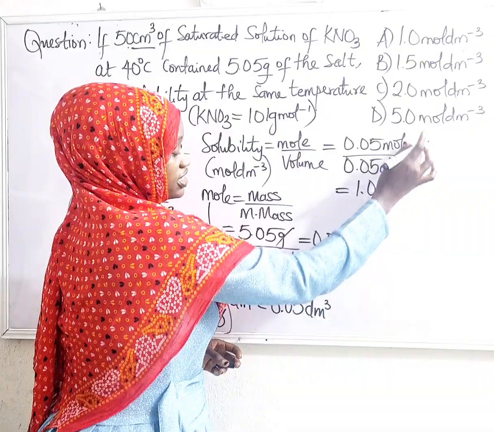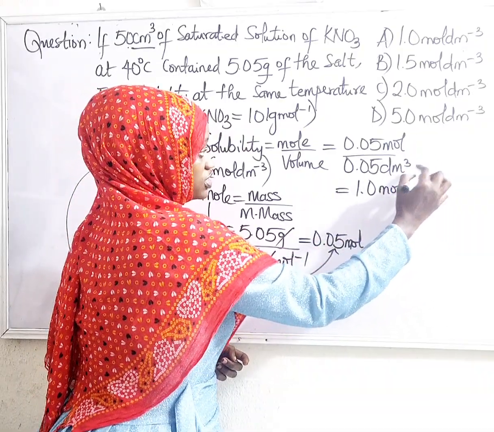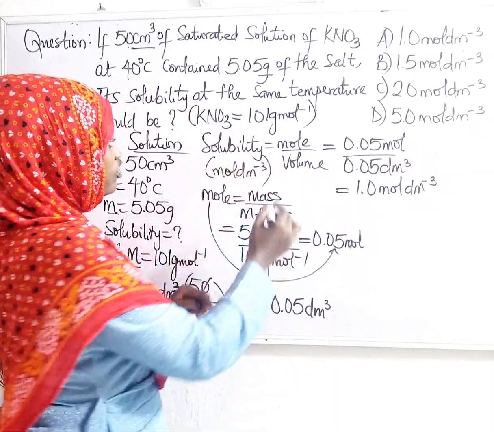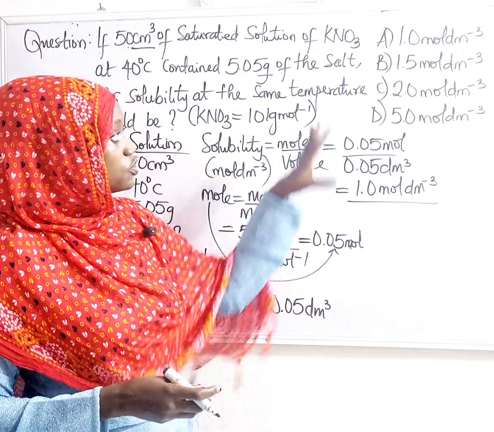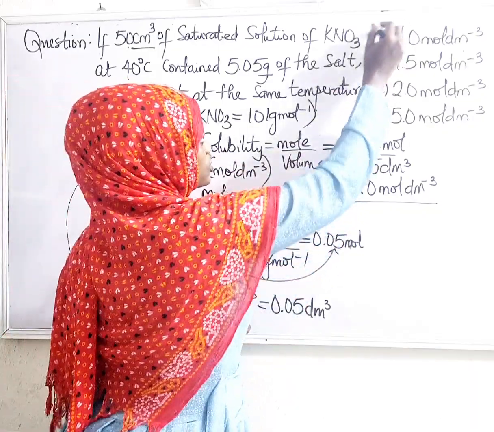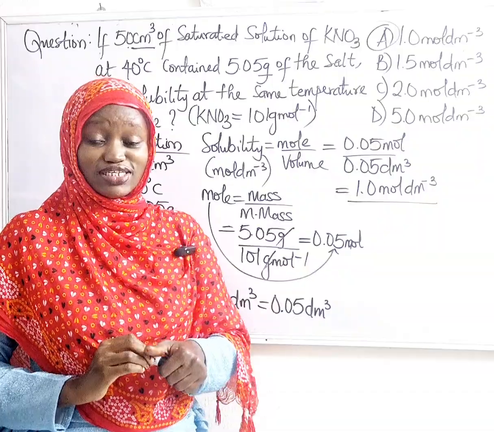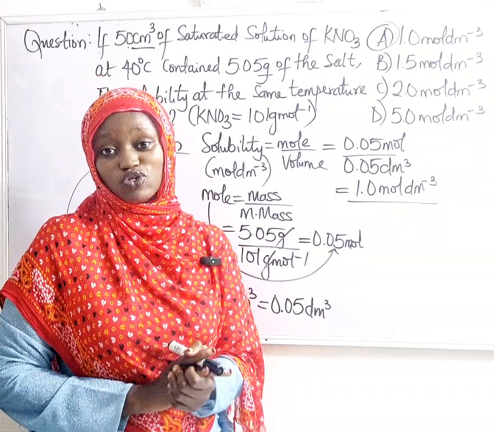And the units at the numerator here, you can see we have mole. At the denominator, we have dm cube. So this will be per dm cube, right? So we have the value for the solubility as 1.0 mole per dm cube. Looking at the four options given, the correct one is option A. Is that easy? Calculation in chemistry is very interesting and simple if you have a very good foundation.